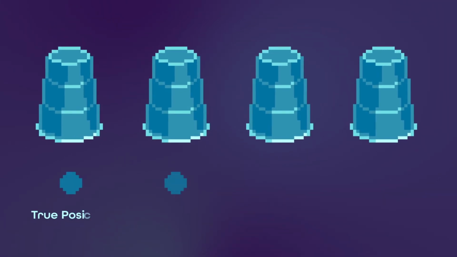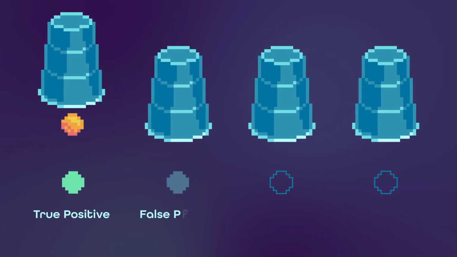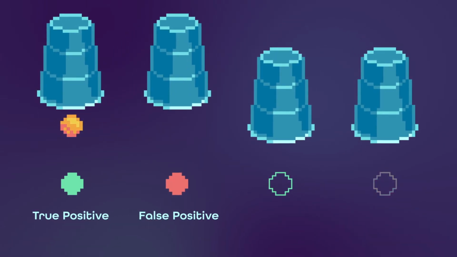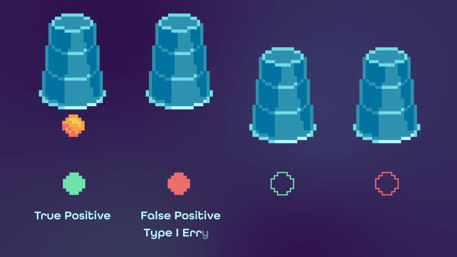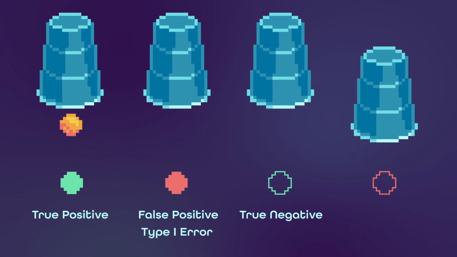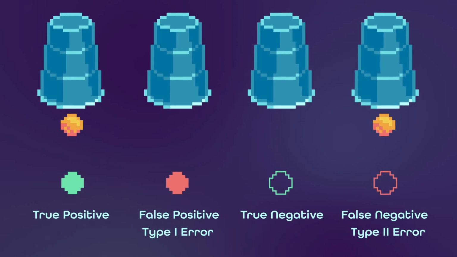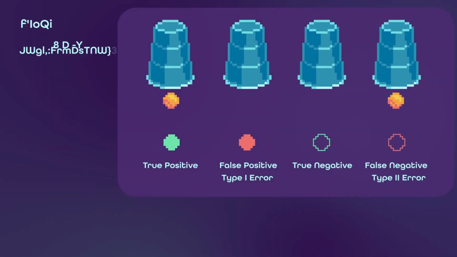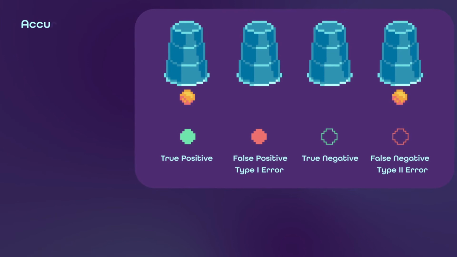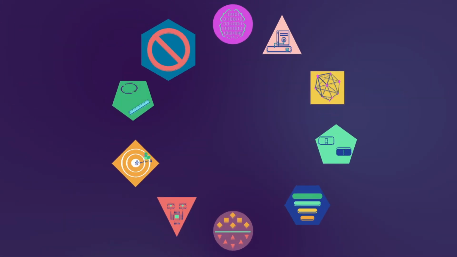We first get a true positive, meaning we correctly predicted the location of the ball. Then, a false positive where we incorrectly predicted the location of the ball, also known as a type 1 error, followed by a true negative, meaning we correctly predicted that there was no ball under the cup, and a false negative where we incorrectly predicted that there was no ball under the cup, also known as a type 2 error. To the left, we can see the equations solved, which show that our predictions were 50% accurate, precise, and relevant.